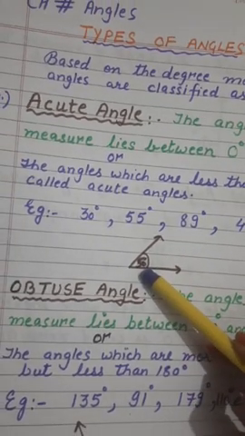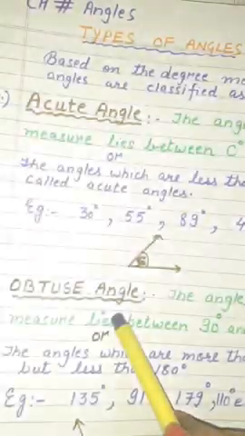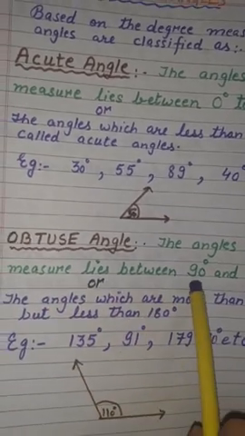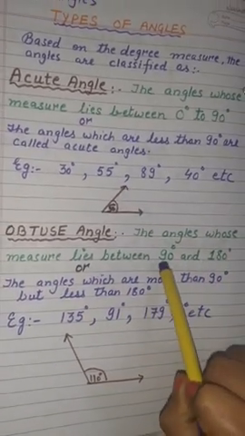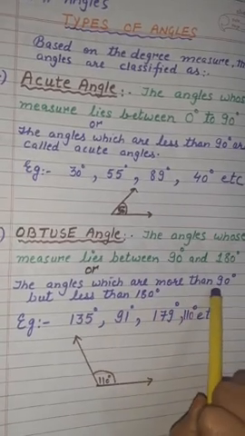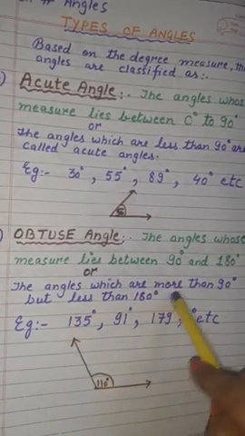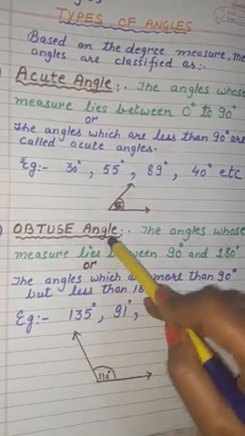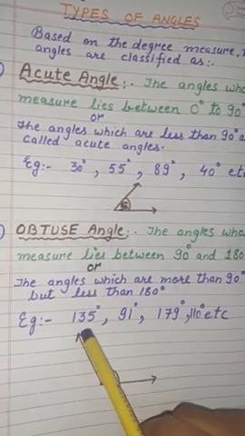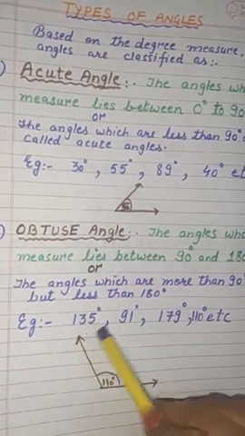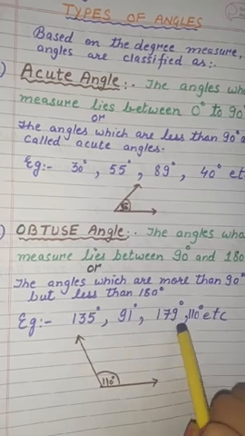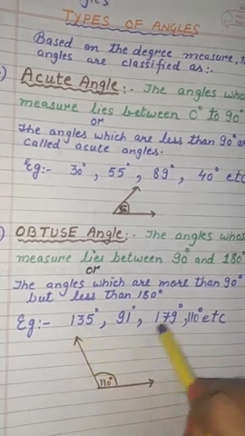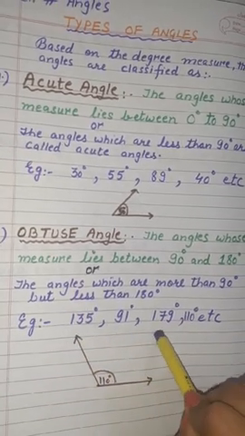Now the next one is your obtuse angle. The angles whose measure lies between 90 and 180 degree, more than 90 degree but less than 180 degree, are called obtuse angles. Examples are 135, 91, 179, 110. All these angles are more than 90 degree but less than 180 degree.